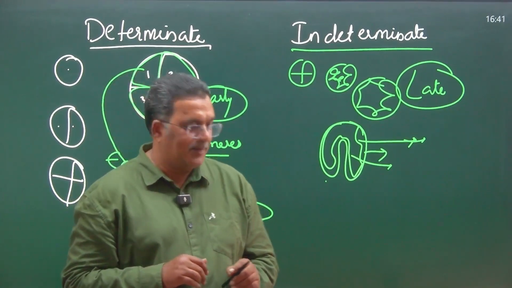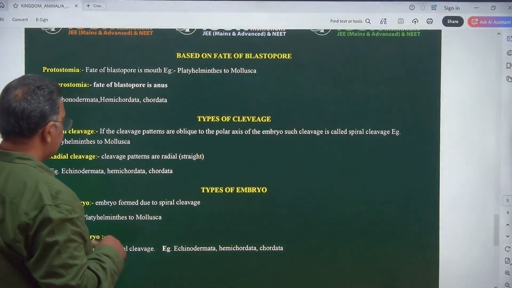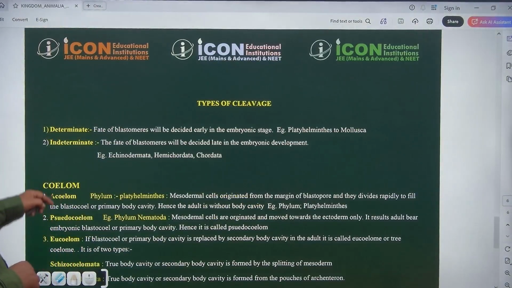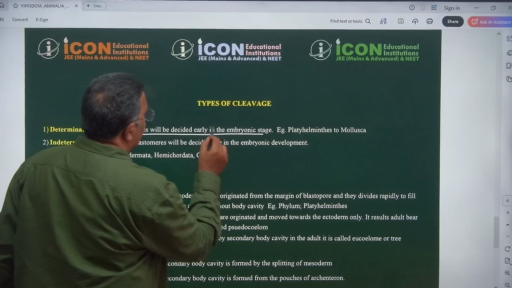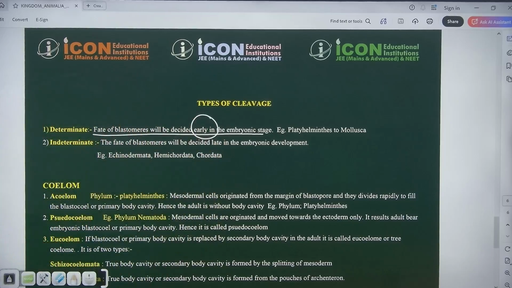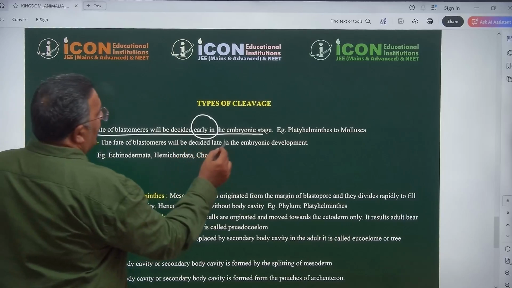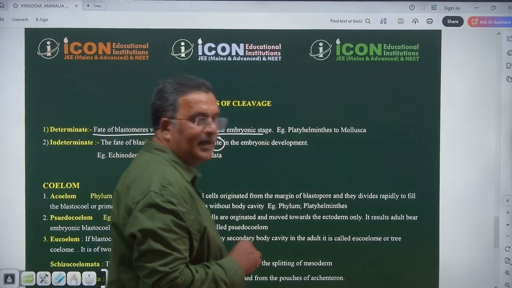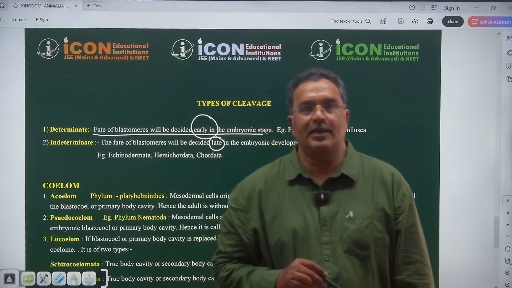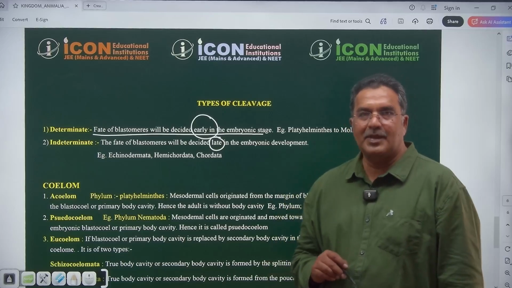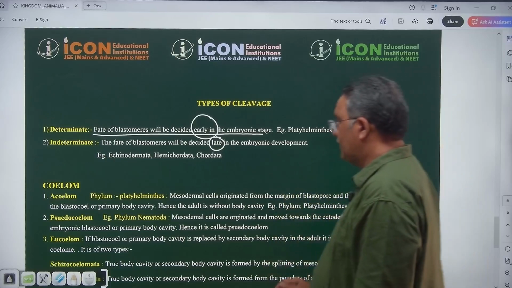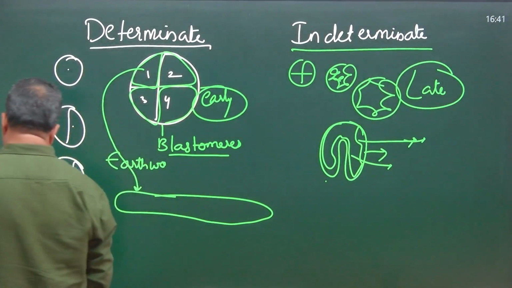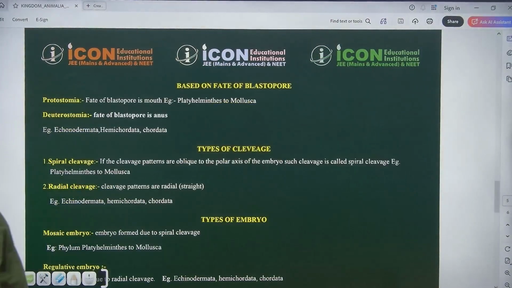I will show you the definitions here. Fate of the blastomere is decided early in the embryonic stage. Fate of the blastomere is decided late in the embryonic stage. Determinate: phylum Platyhelminthes to Mollusca. Indeterminate: Echinodermata, Hemichordata, Chordata. So with these, we have completed the total series of the kingdom Animalia chart.